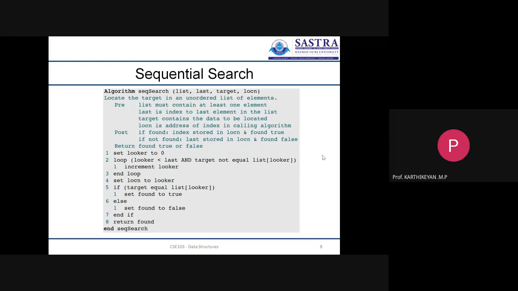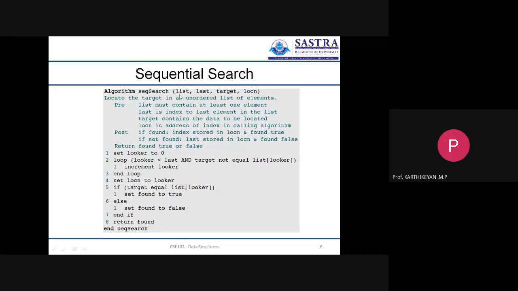Now this is the algorithm. So whenever we are writing an algorithm in this course, we have to follow all these steps. First, the header, meaning a meaningful algorithm name. Here what is the algorithm name? Sequential search. And the parameters: list, last, target, and location. Okay, and what is the purpose of this algorithm? Locate the target in an unordered list of elements. What are the preconditions? The list must contain at least one element.